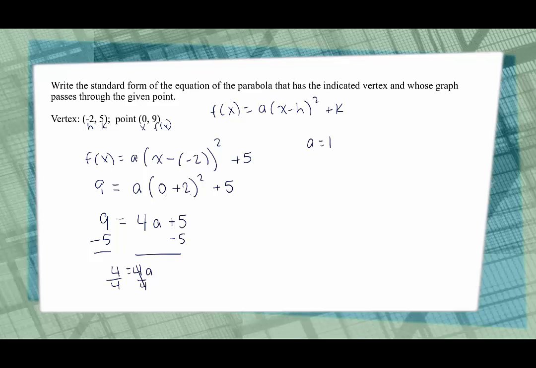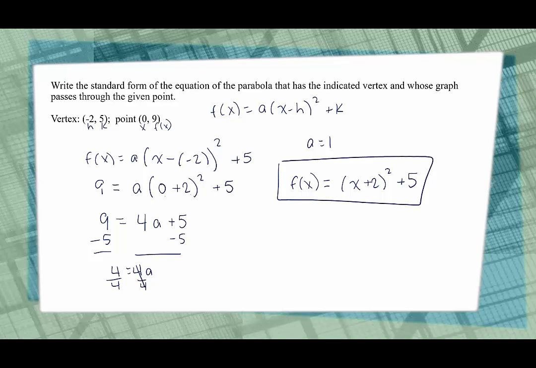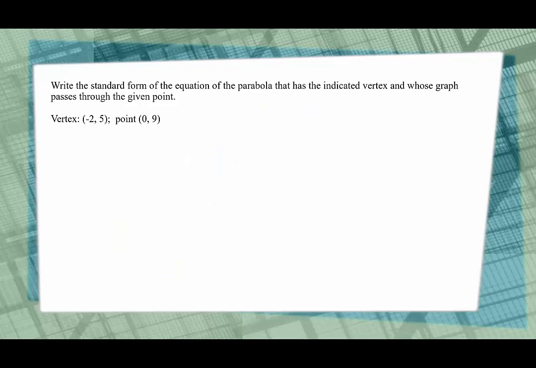Okay, that's nice. When we write this, since a is a coefficient of 1, we don't actually have to write a coefficient. So when we write our equation of this, we go back to f of x is equal to 1, which we're going to ignore, times (x plus 2) quantity squared plus 5. And we can check our work here. I'm pretty sure that that's going to be it, but you can check your work by plugging in that point again and just making sure that it works, and it will.